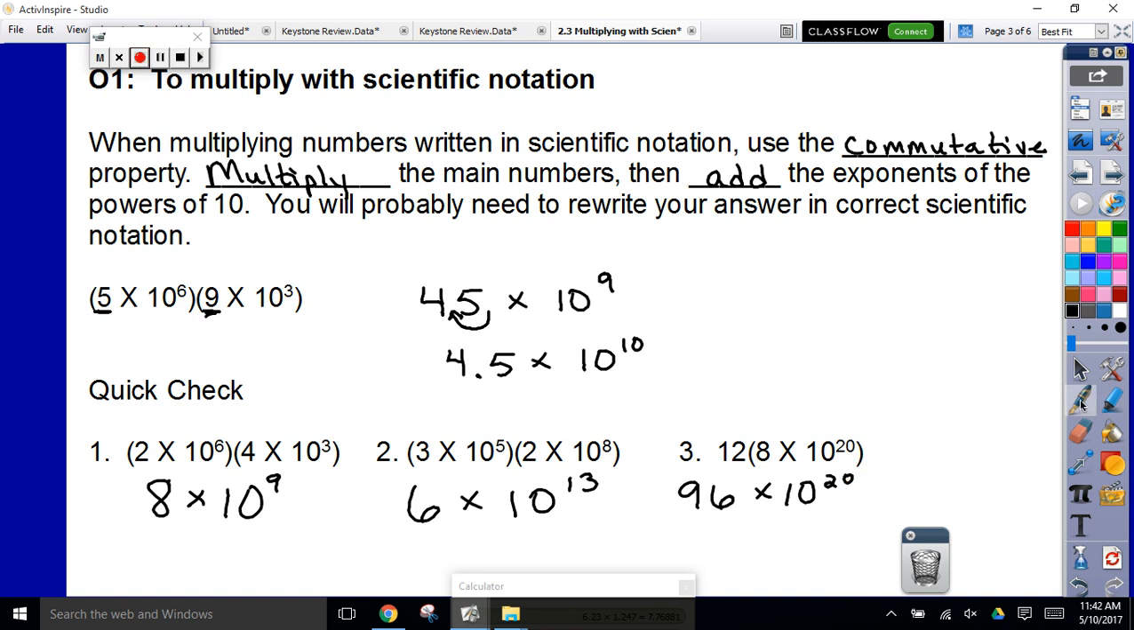Now, Brian, are you okay with that form, or do we need to change it? Okay, what do I need to change it to? Change 96 to 9.6. 10 to the 21st power. Good.